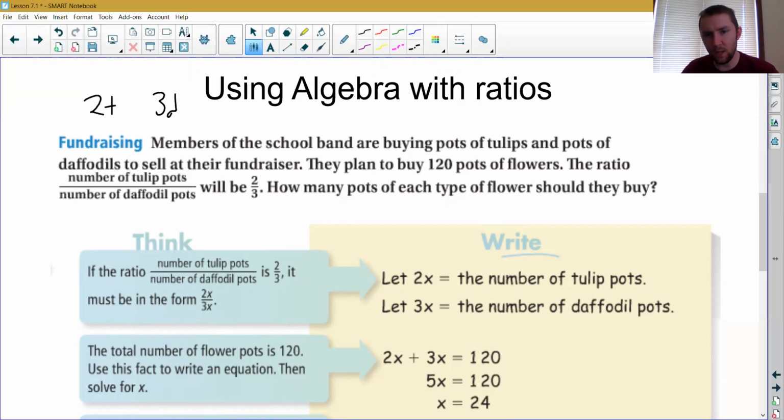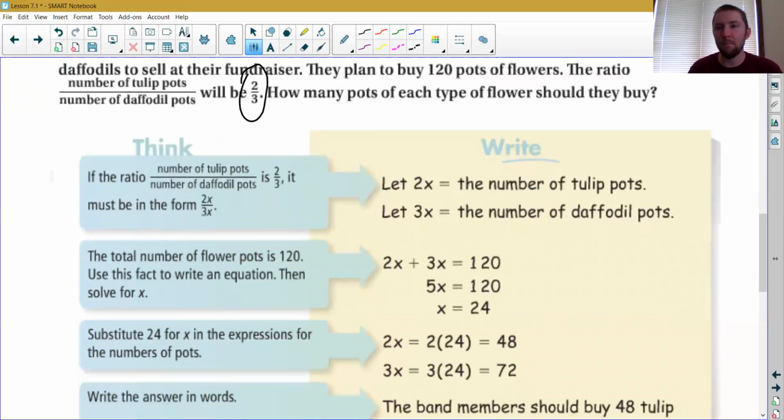So you can see what we do here is we just put an X on each of the numbers from our ratio. I don't know what X is, but I'm going to figure it out shortly. And 2 times that number is going to tell me the number of tulip pots, and 3 times that number is going to tell me daffodils because of this ratio 2 to 3. Okay, so I put an X on each number in the ratio, and then when I combine them together, the total number of pots they're going to buy is supposed to be 120.